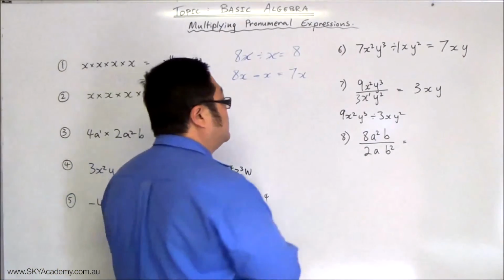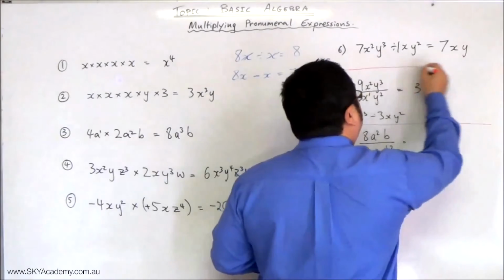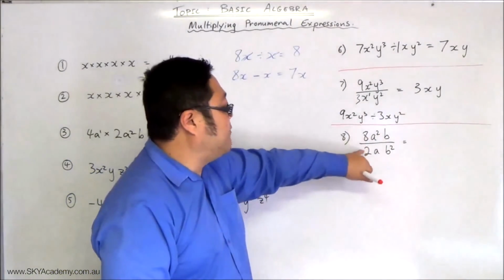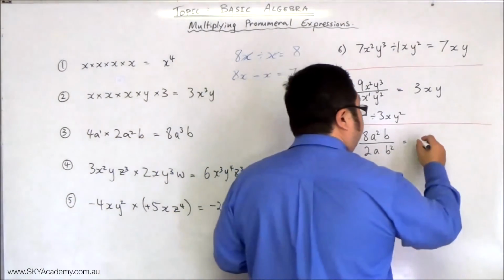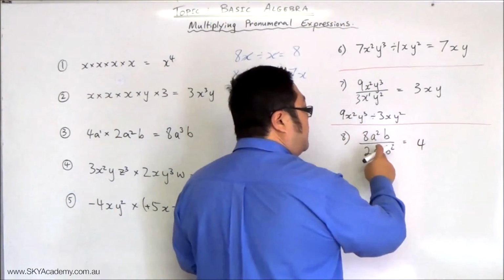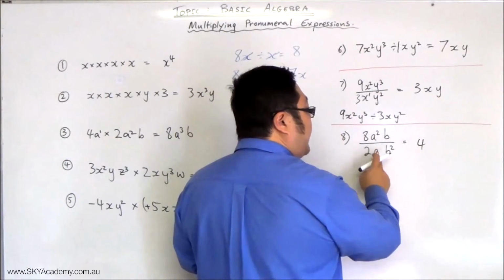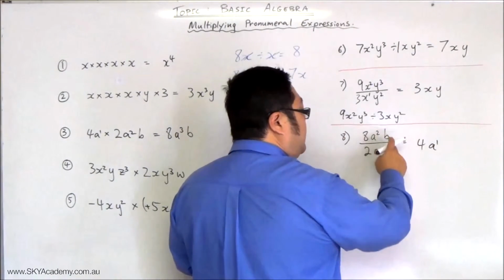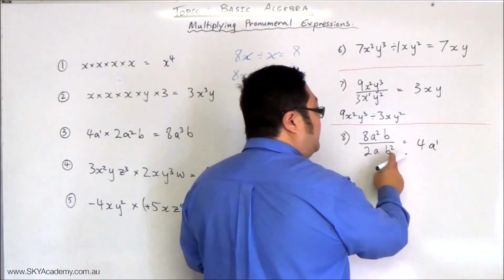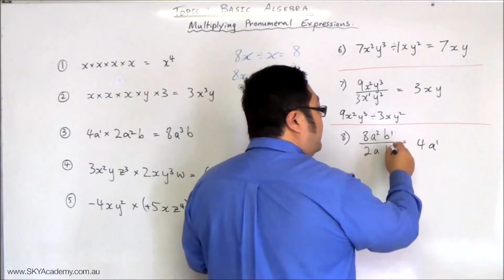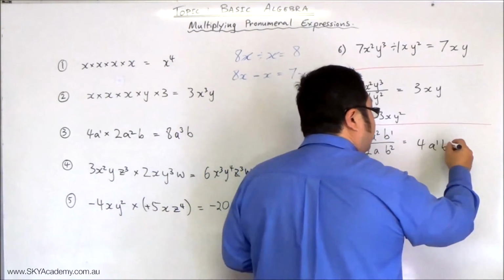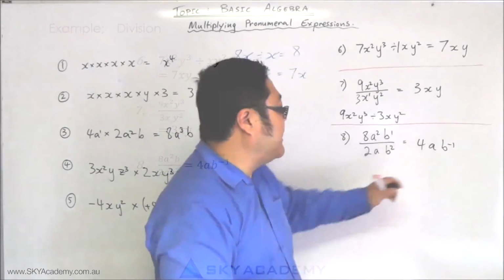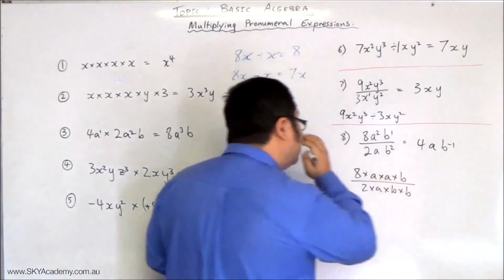And the reason why I want to do the last question here is it'll become obvious. 8 divided by 2 is 4. A squared divided by a is a to the 2 minus 1, which is 1. And b divided by b squared, right, that's the power of 1, minus 2 is b to the power of negative 1. Okay? Now, another way of writing that and another way of working that out is to cancel.